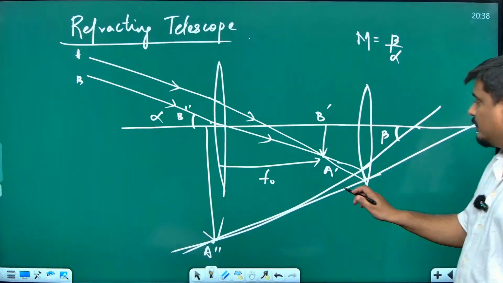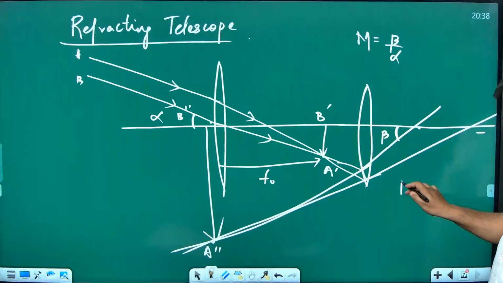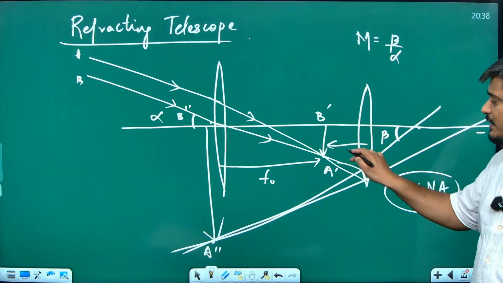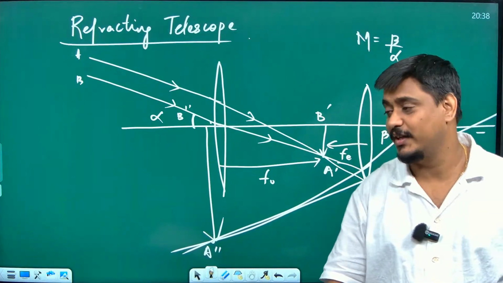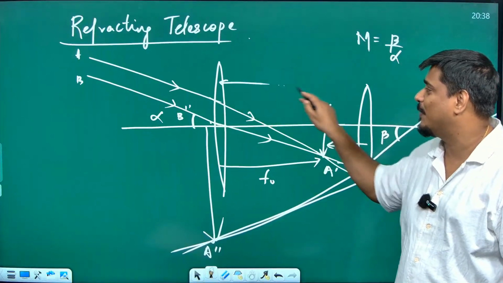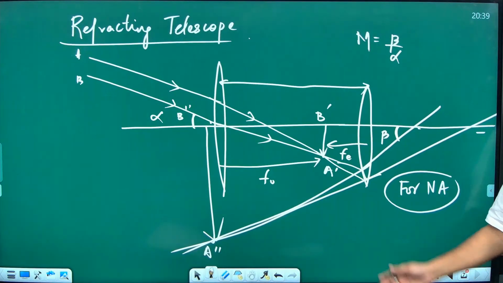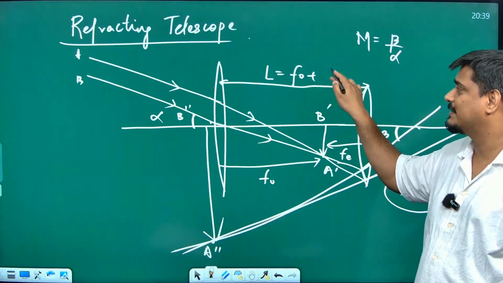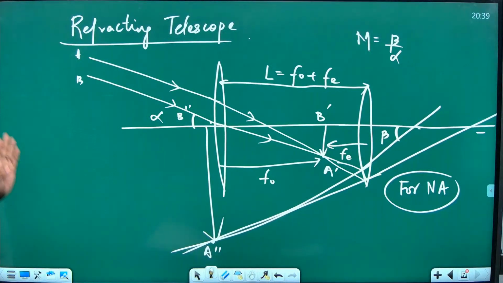And once again, they are assuming the condition of normal adjustment. And if it is normal adjustment, the object will be kept where? At the focus of the eyepiece, isn't it? Only then we will have image at infinity. In the NCERT book, they will take length of telescope as length between objective and eyepiece, which will be FO plus FE. Understood? And now beta and alpha we have to find.